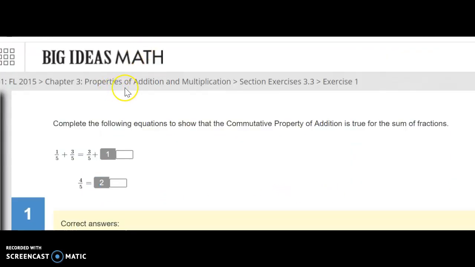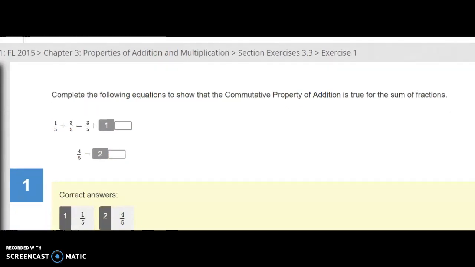So right now we're talking about the properties of addition and multiplication, and we're in exercise 3.3 in the Big Ideas Math. So if we have 1/5 plus 3/5, it's the same as 3/5 plus, what do we miss? 1/5. And 4/5 is the same as saying 4/5.